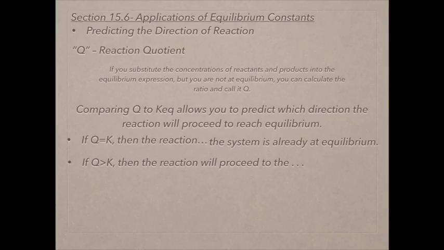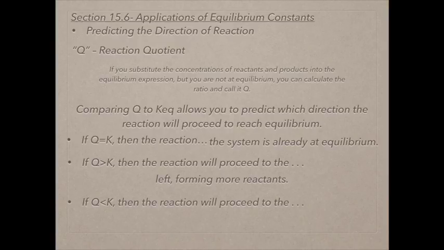If your Q is larger than your K, that means you have more products than what is found at equilibrium, because remember, your products, the concentrations or the pressures, are found in your numerator. So Q demonstrates that in order to reach equilibrium, the reaction must proceed to the left, getting rid of product and making more reactant in order to equal your K. So it's going to proceed to the left to make more reactant.